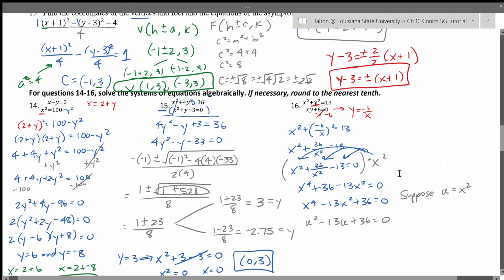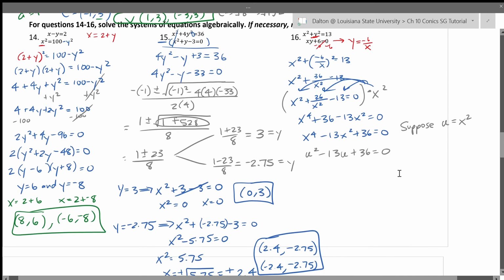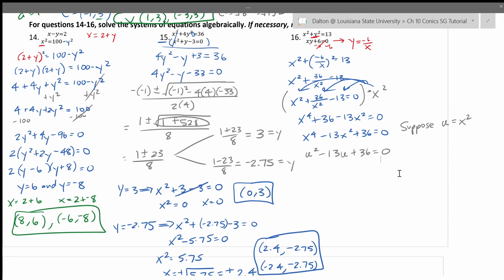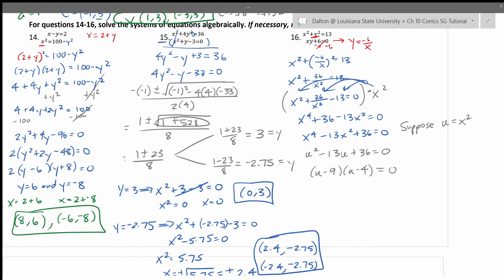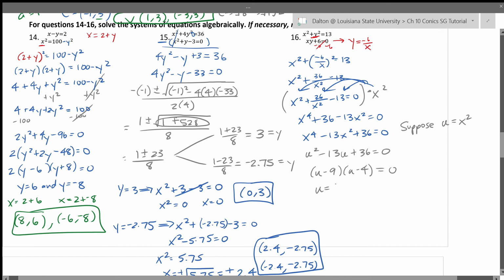Now this looks lovely. This looks just like a quadratic that we can solve using the sum and product; we can factor. So what two numbers multiply to be 36 and add to be negative 13? It will be u minus 9 times u minus 4 equals 0. And then you actually solve it for u. Say, okay, what values of u make this true? Well, u could equal 9 and u could equal 4, and it would make this true.